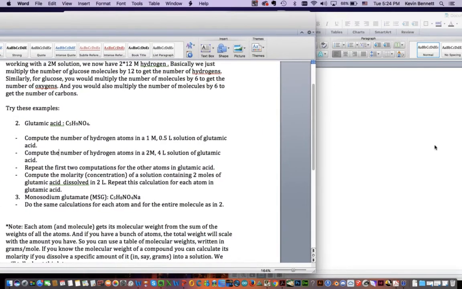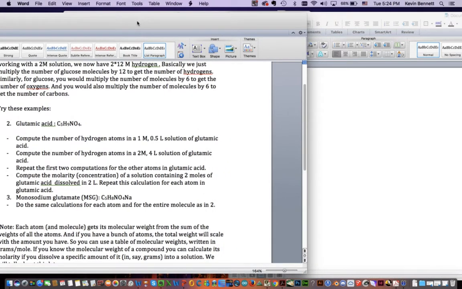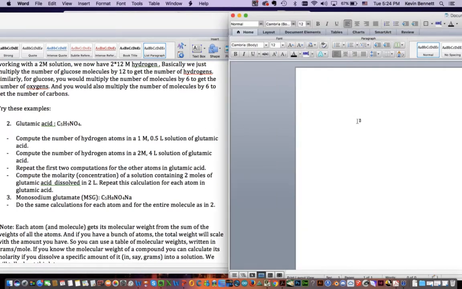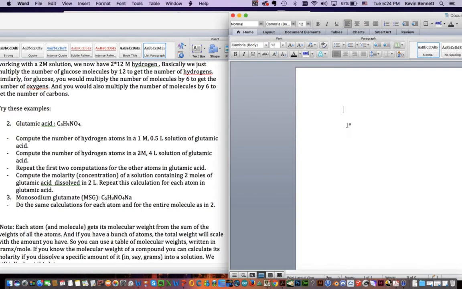So we're going to start with number 2 on that set. This was for glutamic acid, C5H9NO4. And the first question was, just like we've been doing before, you want to compute the number of hydrogen atoms in a 1 molar half-liter solution of glutamic acid. So just to start off, we're going to ignore the hydrogens associated with water in this, so we're just referring to the hydrogens associated with the glutamic acid. You could calculate it for approximately 50 molar hydrogens from water, but we'll save that for a later date.